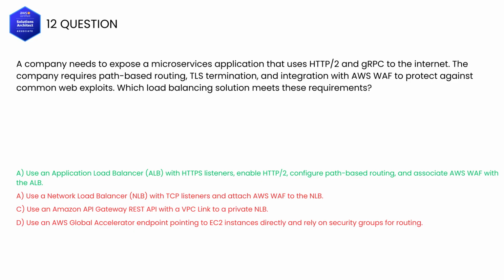The last one is incorrect because Global Accelerator improves network ingress performance but doesn't provide layer 7 features like path-based routing or WAF integration for HTTP inspection. Security groups cannot perform HTTP path routing.